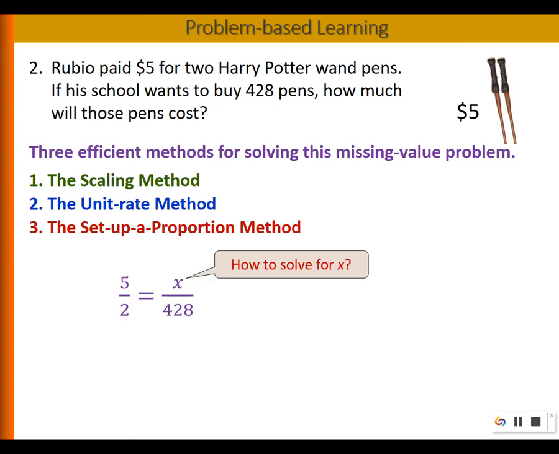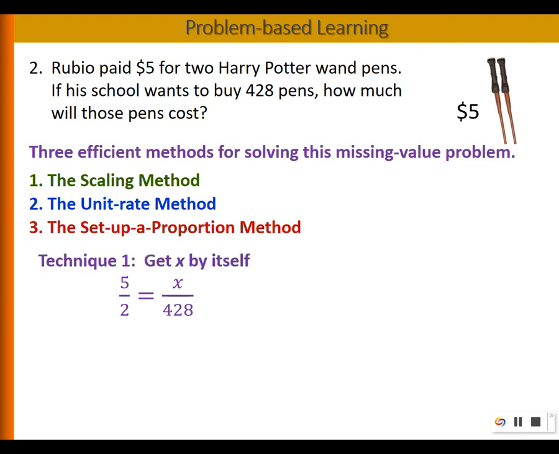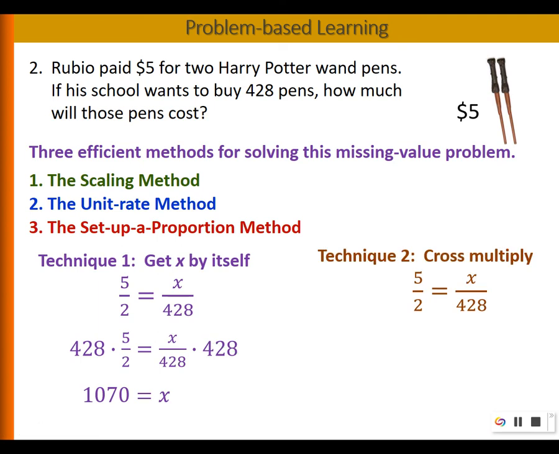So let's just consider one of the 2 proportions and then the next part is how to solve for the unknown x. Normally we were taught the cross multiplication method. But actually there is a simpler way if our x is on the numerator. Since I want to get x by itself, all I need is to multiply both sides by 428. That will allow us to cancel the 428 in the denominator of the first ratio. Then all we are left with is x by itself, and the left-hand side, if you do the calculation, equals 1070.